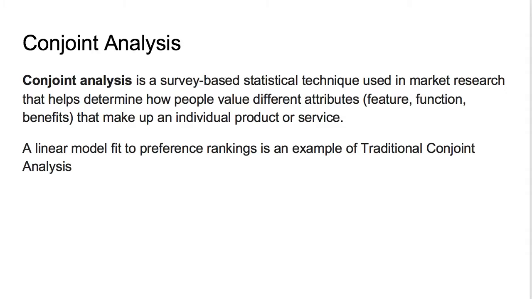In this video, we will mainly talk about conjoint analysis. Conjoint analysis is a survey-based statistical technique used in market research that helps determine how people value different attributes, features, functions, and benefits that make up an individual product or service. A linear model fit to preference rankings is an example of traditional conjoint analysis.